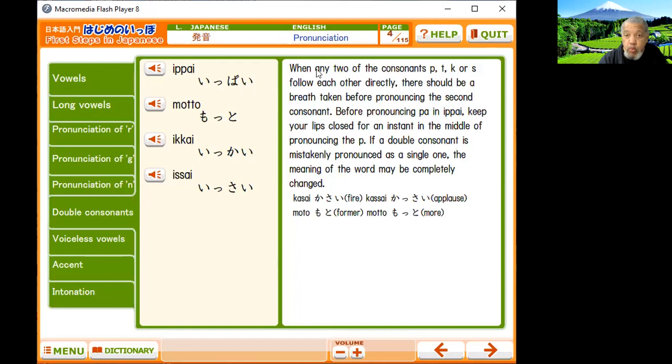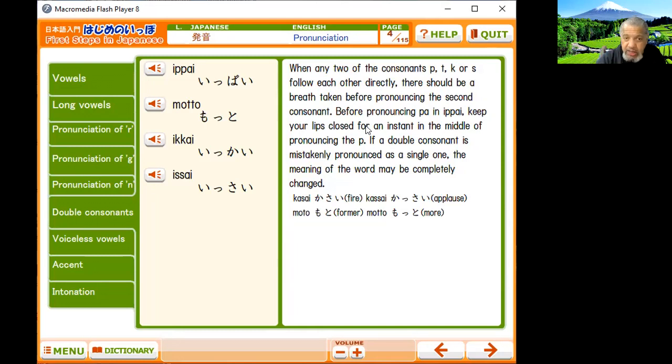When any two of the consonants P, T, K, or S follow each other directly, there should be a breath taken before pronouncing the second consonant. Before pronouncing pa in ippai, keep your lips closed for an instant in the middle of pronouncing the P. So you say ippai. I tell my students, put one beat on your lips. Ippai, ippai.